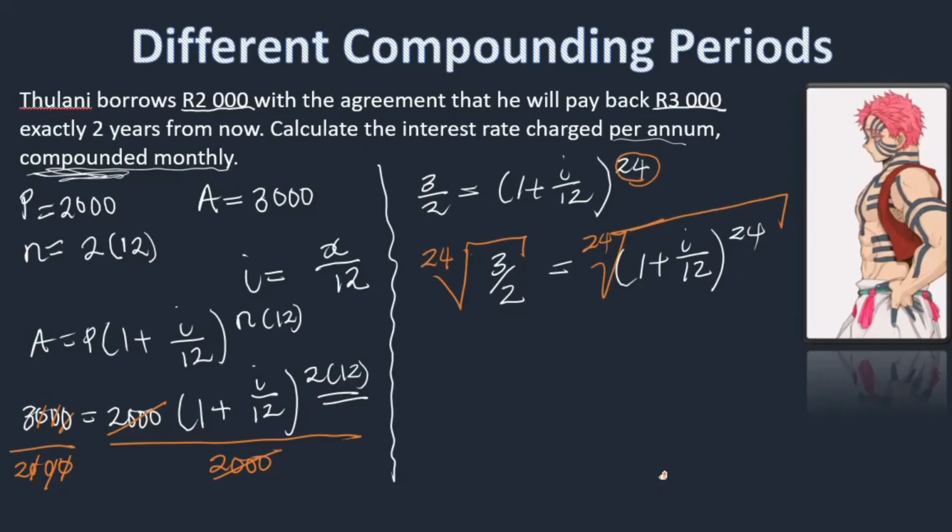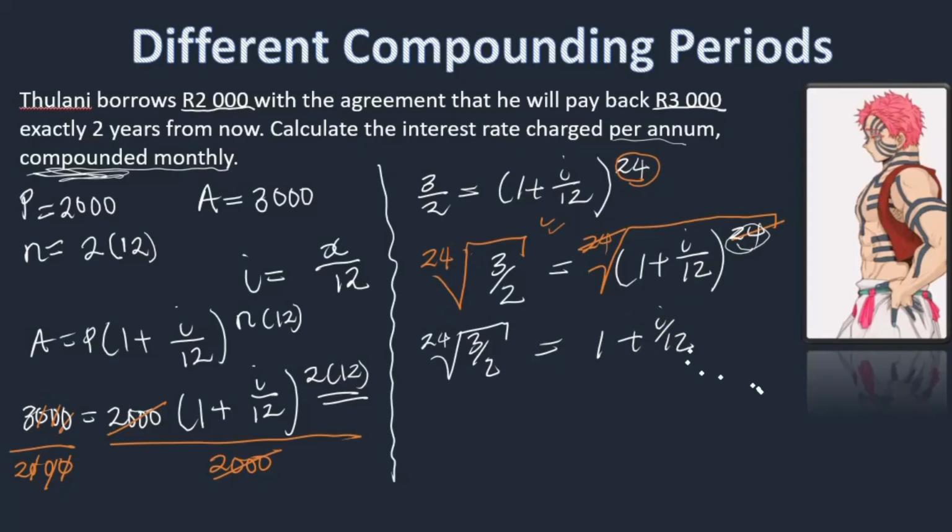This thing here, I know it's a flying root. In fact, let me fix that. It's irritating me. Right, let's put a proper root there. Much better. So this 24 will cancel the 24 exponent. Remember, avoid decimals. Keep everything as it is, because you also want to reduce touching your calculator too many times. So here I have the 24th root of 3 over 2, which is equal to, now that I've removed this exponent, I no longer need the brackets, 1 plus I over 12.